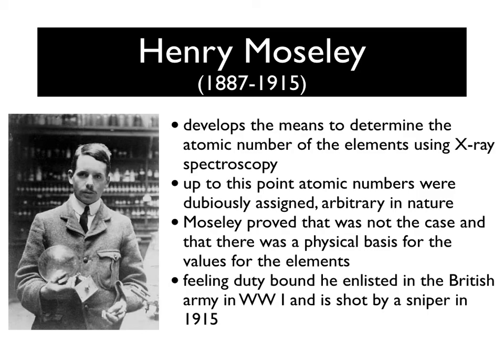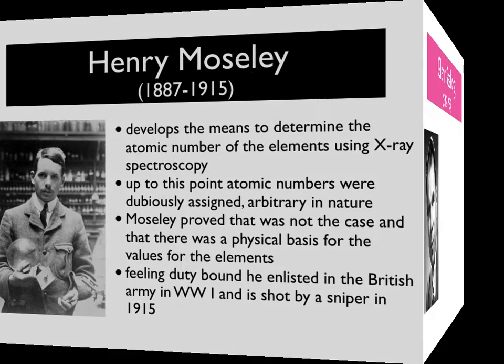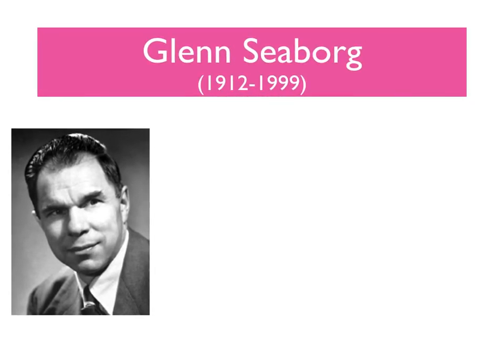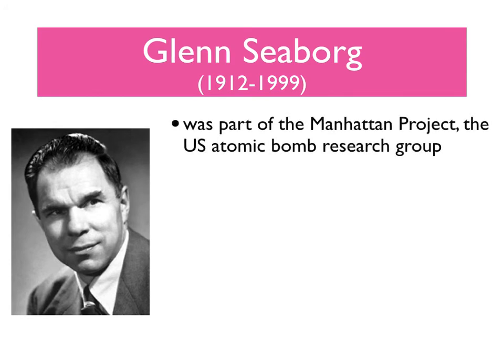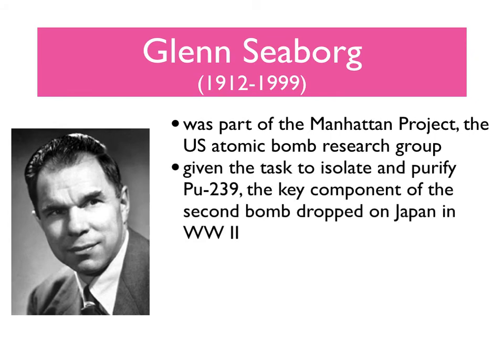Now, wrapping up the evolution of the periodic table, I want to mention Glenn Seaborg. Seaborg was an American chemist. He was part of the U.S. atomic bomb project known as the Manhattan Project, and he was given a very specific task in that group. They were trying to isolate and purify plutonium-239, which in the second bomb that the United States dropped on Japan was a plutonium bomb. But that was his main work.